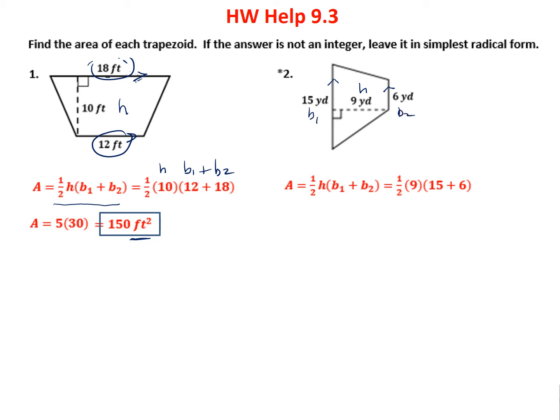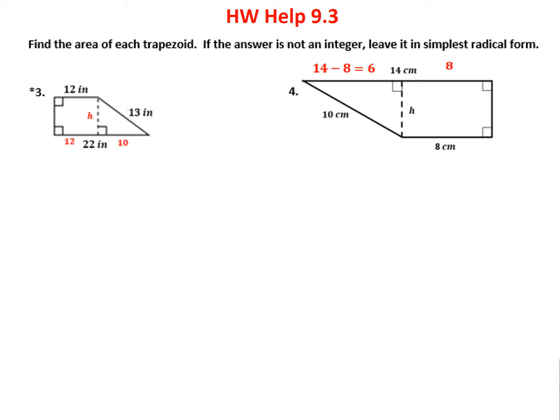So we have 1/2 9 times 15 plus 6. So we have half of 9 is 4.5. 15 plus 6 is 21. 4.5 times 21 is 94.5. And again, my answer is in yards squared because this is an area.